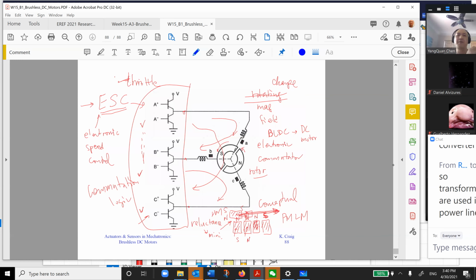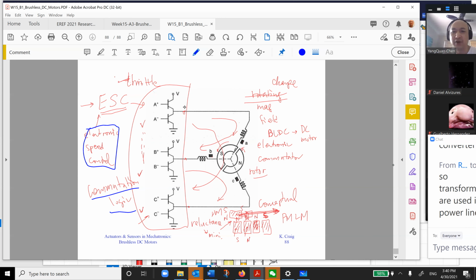Oh, yeah. So this is something we can explain to you. Basically you have a transistor circuit with 6 different phases. This is the electronic speed control, ESC, with all the digital commutation logic: who should turn on first, who should turn on next? Then they will produce a rotating magnetic field.